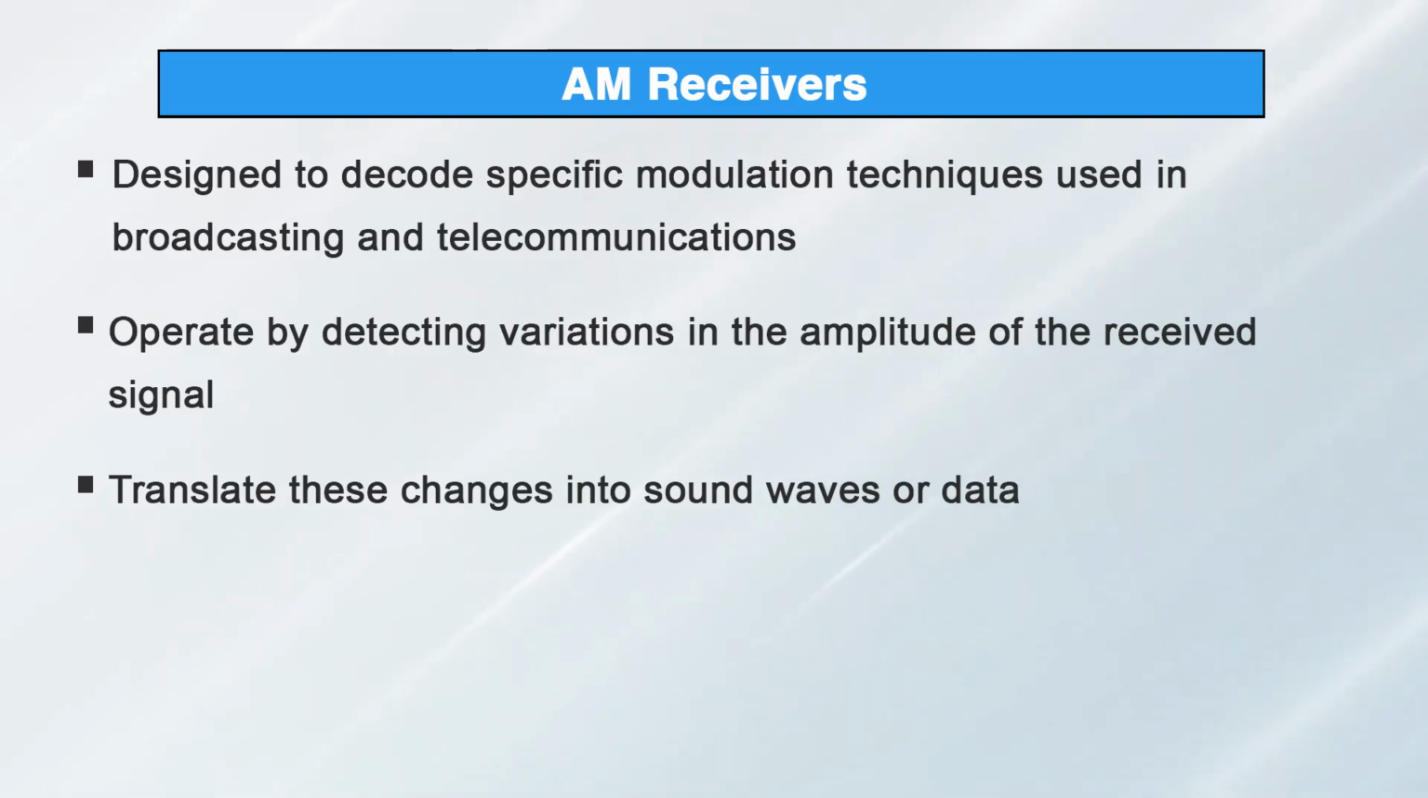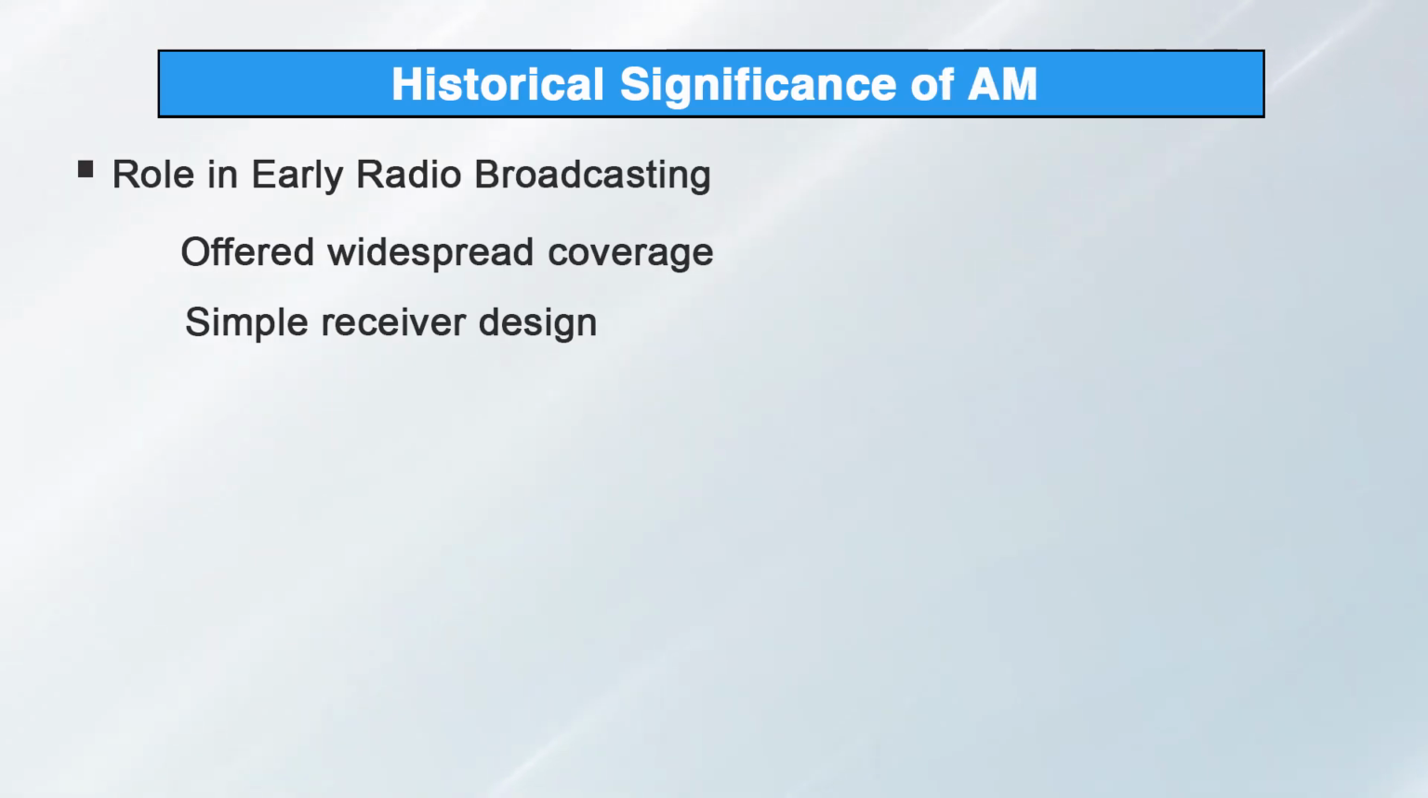AM, amplitude modulation, and FM, frequency modulation, receivers are fundamental components in communication systems, crucial for receiving and demodulating radio signals. Each type of receiver is designed to decode a specific modulation technique used in broadcasting and telecommunication. AM receiver operates by detecting variations in the amplitude of the received signal, translating these changes into sound waves or data. Historically, AM played a pivotal role in early radio broadcasting, offering widespread coverage and simplicity in receiver design.